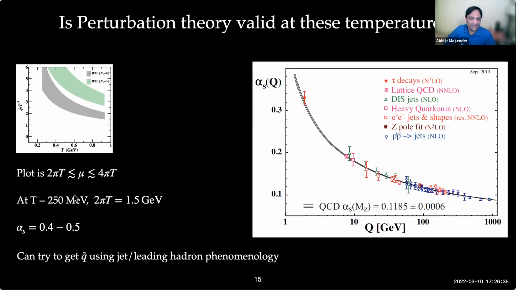One thing I draw your attention to: if you look at these temperatures, these scales that go into this plot, and you put in a canonical temperature that we think exists, at least 250 MeV, 2 pi T is like 1.5 GeV. If you go back to this plot and try to figure out where 1.5 GeV is, it's over here, where the line kind of ends. So is perturbation theory okay at these scales? Hard to say.